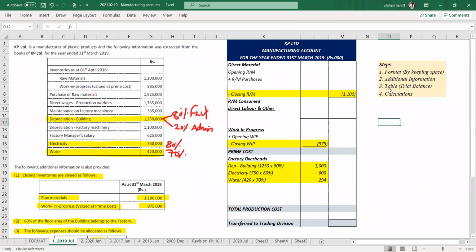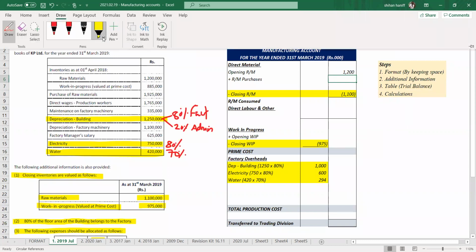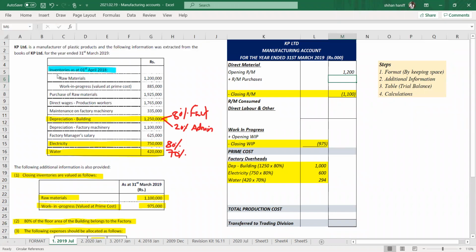Then moving to the third step. The third step is recording the remaining balances from the table which is given. Opening raw material is 1200, 1.2 million. The remaining balances we are taking from this table. Inventories, raw material, work in progress 885. Opening raw material. Purchase of raw material 1925.